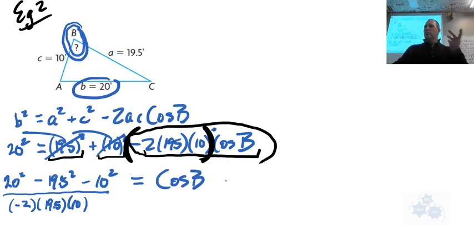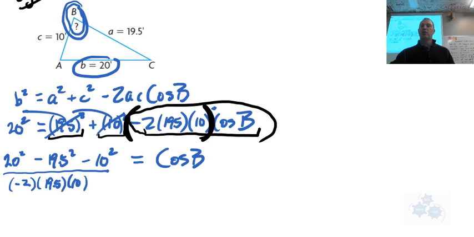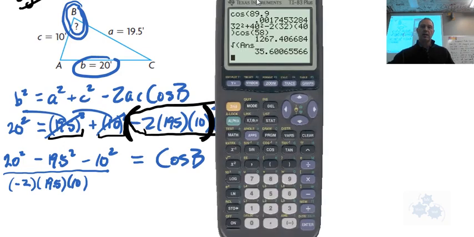So just be careful that you subtract the right things and you divide the right things, all right? And make sure you don't forget this negative sign here too. That's going to be super important. Your calculator will reject you if you miss a negative sign like that. It will. So let's just see if I've done that correctly.